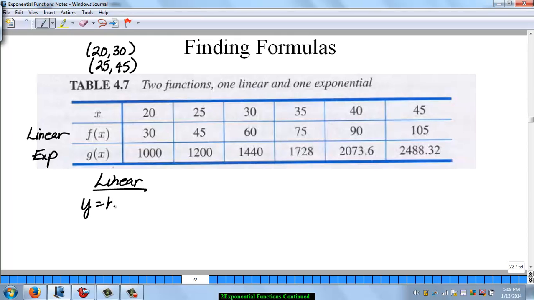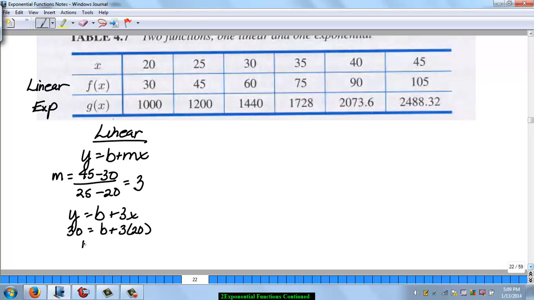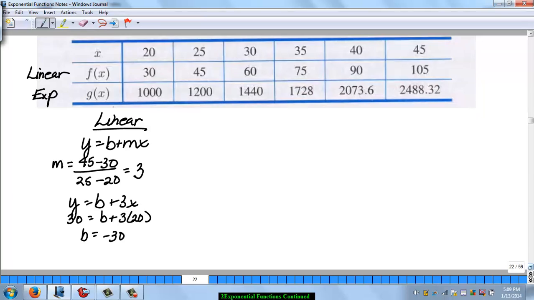So I have y equals b plus mx. And the slope is going to be delta y over delta x. So I'm doing 45 minus 30 all over 25 minus 20. So my slope comes out to be 15 over 5, or 3. So I have y equals b plus 3x. Plug in one of the points. So I'm going to use the point 20, 30. So I have 30 equals b plus 3 times 20. So b is going to equal negative 30. So my formula is, for the linear, y equals negative 30 plus 3x.